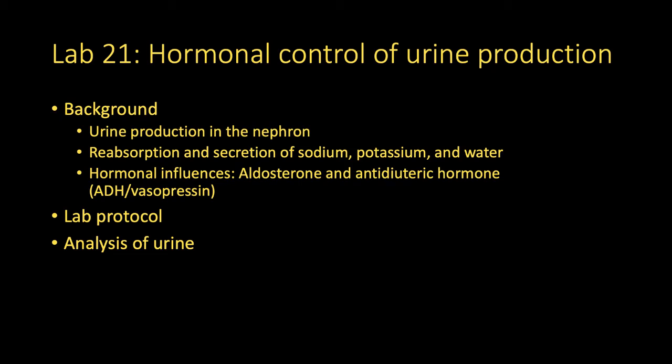This is the demonstration and protocol for Lab 21, Hormonal Control of Urine Production. In this recording, we're going to be going over the background of a little bit about how the kidneys work, which you'll mostly be getting in lecture, but this will cover some of it, with some emphasis on how urine is produced, the reabsorption and secretion in particular of sodium, potassium, and water, and the influences of aldosterone and antidiuretic hormone, also known as vasopressin, on water retention and excretion.